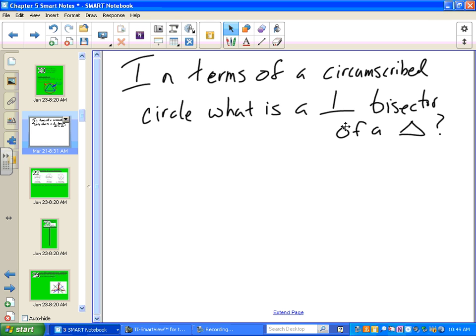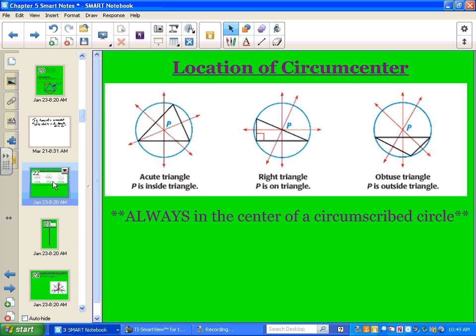If you look at the pictures right at the bottom of that page, it says location of the circumcenter. For an acute triangle, the circumcenter will always be located on the inside of the triangle. For a right triangle, the circumcenter will always be on the triangle. Where is it on the right triangle? On the hypotenuse. Very good.